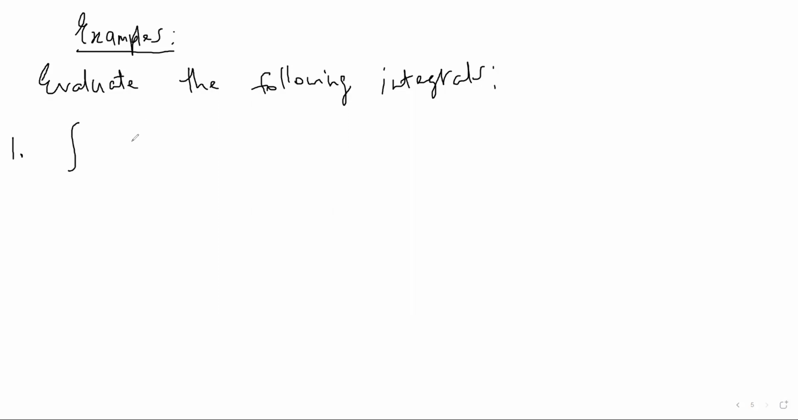Let's start with the integral of 2x squared plus x minus 4. Okay, so now we're evaluating the following integrals, starting with the integral of 2x squared plus x minus 4. What is the integral of 2x squared plus x minus 4?